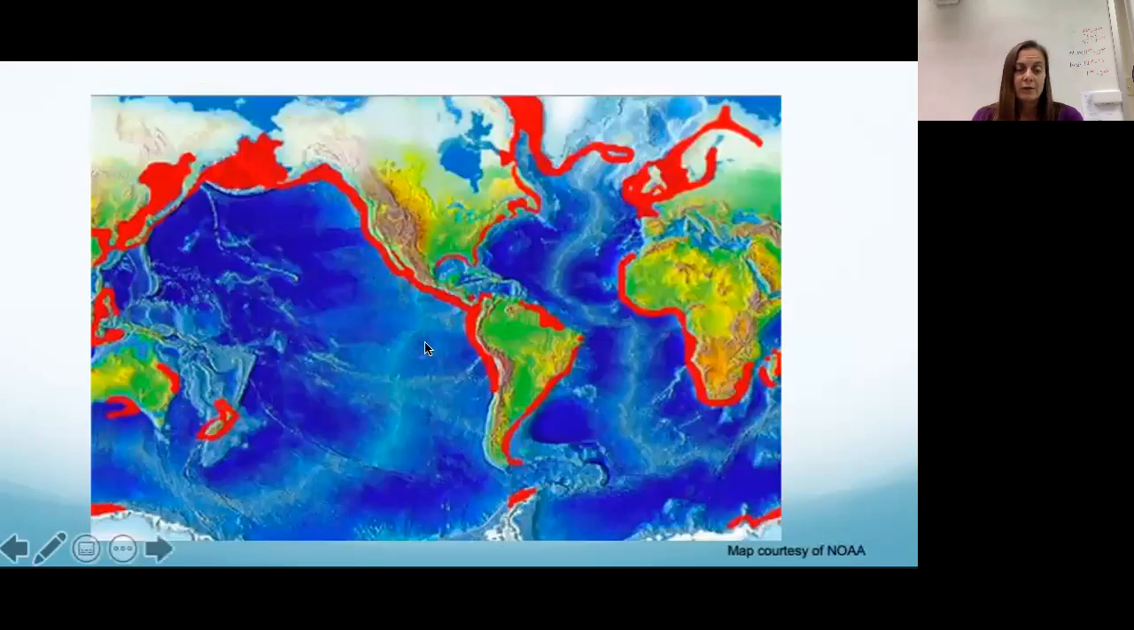So this map, courtesy of NOAA, the National Oceanic and Atmospheric Administration, shows you all of these areas of upwellings. You'll notice that there's large areas of upwellings at the edges of most of our continents. So this nutrient-rich water is coming to the surface, encouraging that growth of phytoplankton, and it's supporting these large marine food webs.